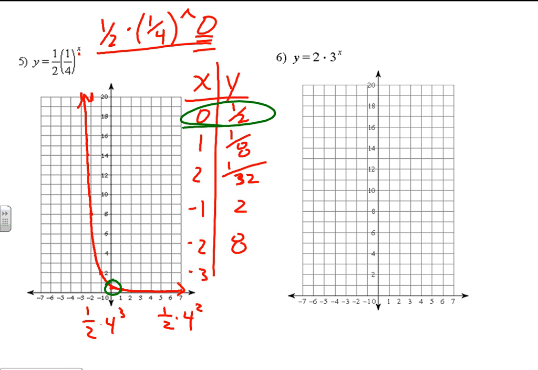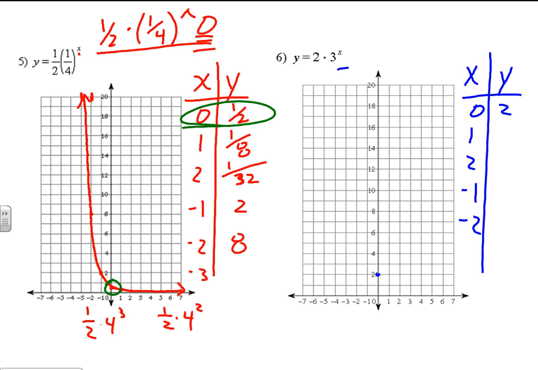All right, let's take a look at number 6. Again, good time for you to pause and try one on your own, but if you're sticking with me, that's fine. Or if you paused, welcome back. Not going to change how I start. 0, 1, 2, -1, -2. 3 to the 0th is 1. Then 1 times 2 is 2. So once again, I do not have a point at 0, 1.